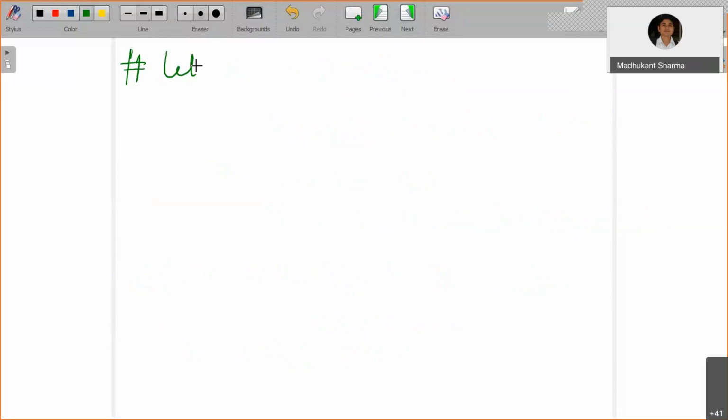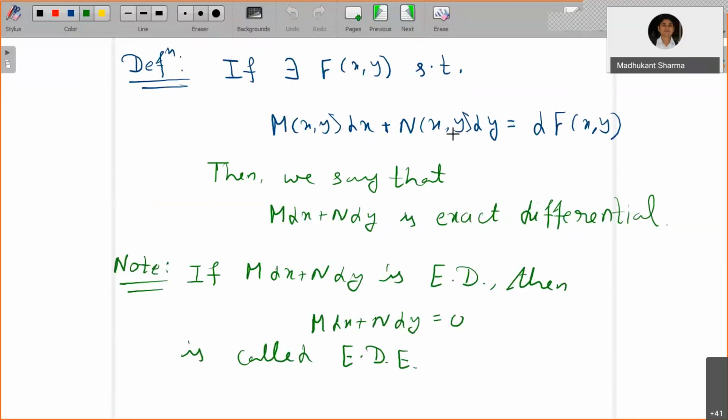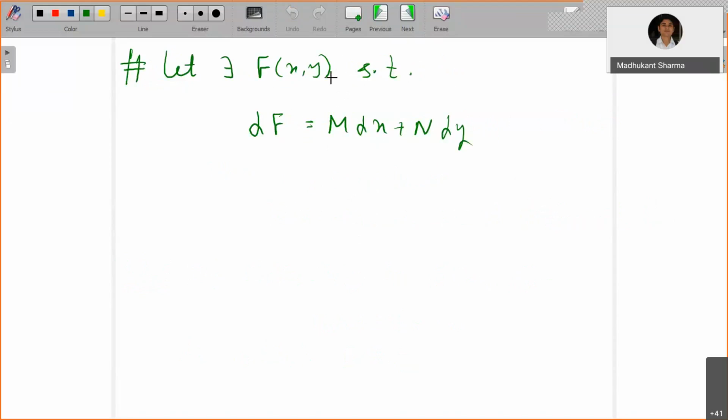Let there exist capital F such that dF is equal to M dx plus N dy. From here onwards I am using these annotations, instead of M of x comma y, N of x comma y, it is understood that hereafter they are functions of x and y, so I am using some abuse of notation hereafter. Okay, right. So let's say there exists F such that this happens.